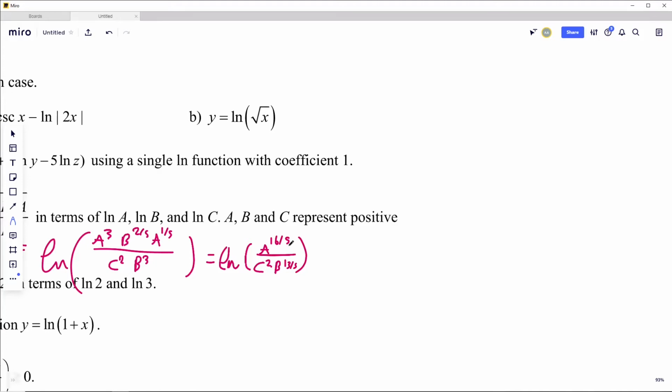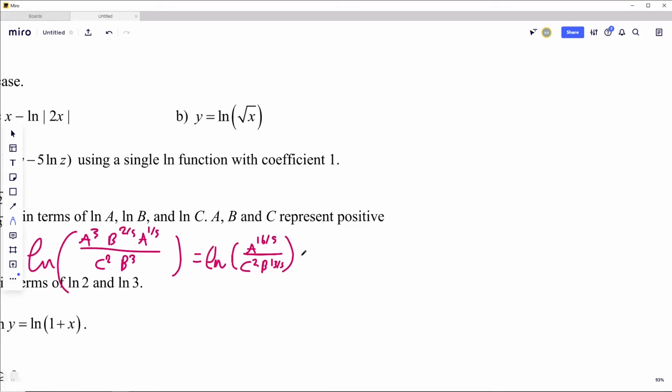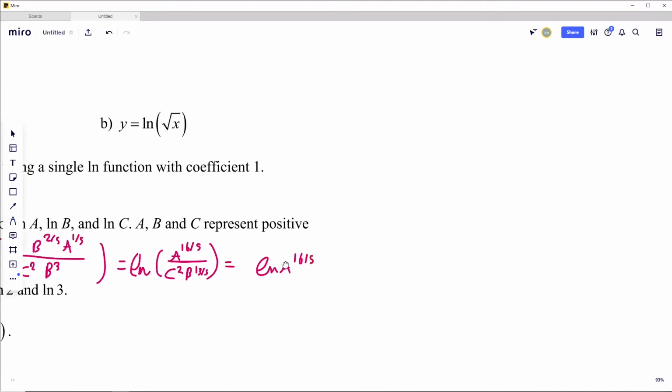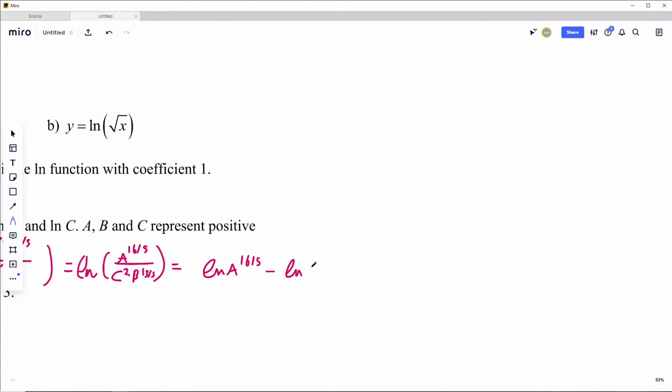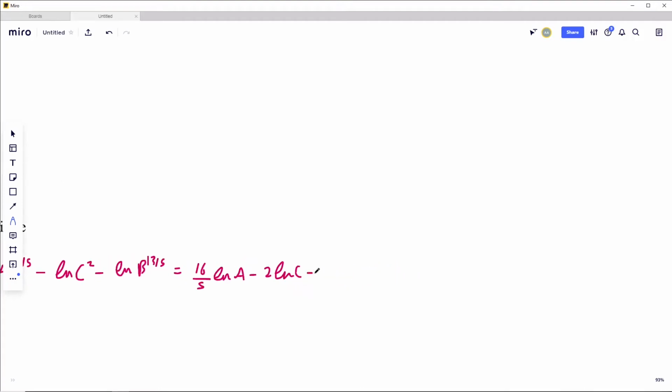If you want to keep it up there, it's fine, but either way we're going to split them this way. Ln this minus ln that minus ln this. So this is why I wanted to put it down. Equals, now we're going to split: ln a to the power of 16 over 5 minus, because it's down, ln c squared minus ln b to the power of 13 over 5. Equals, just drop it down as easy as this, ln a minus 2 ln c minus 13 over 5 ln b. And yeah, we're done.